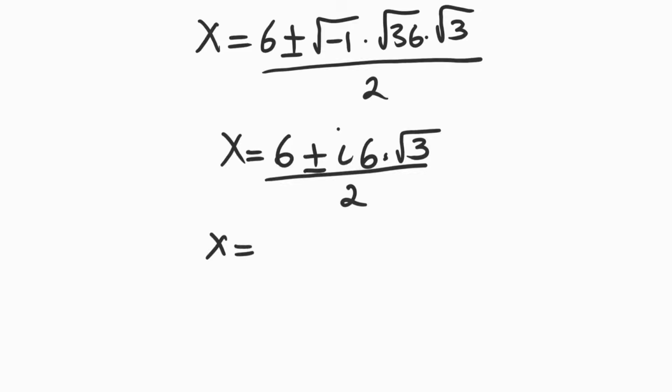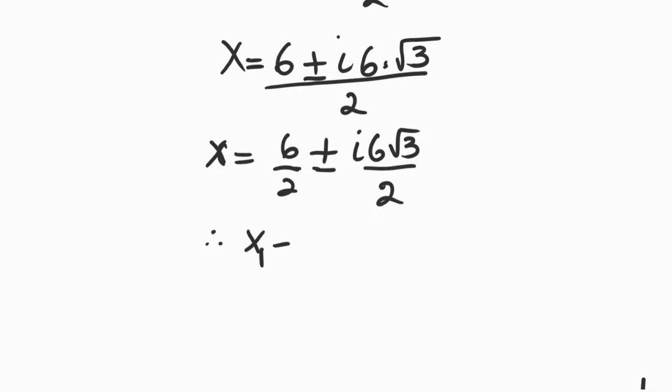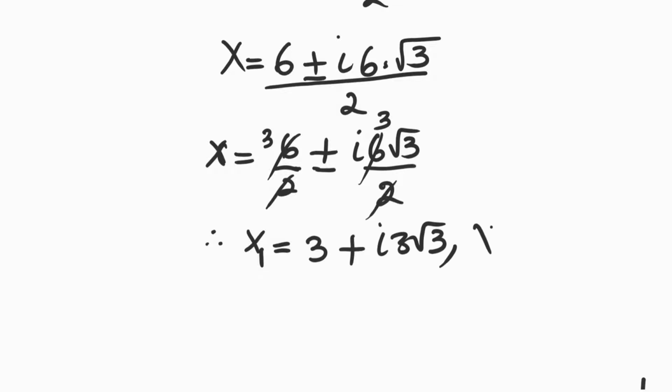So now let's rewrite this in a different form. Same thing as 6 over 2 plus or minus i 6 root 3 divided by 2. Therefore, x1 is equal to 3, and this is also 3. So we have 3 plus i 3 root 3, and x2 is equal to 3 minus i 3 root 3.